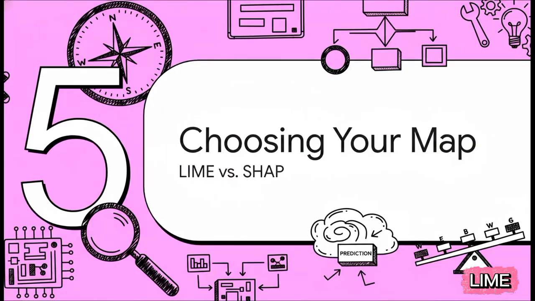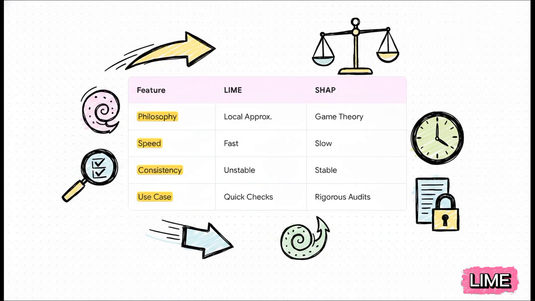So this all brings us to the most important point. How do you choose the right tool for the job? This isn't about Lime being better or SHAP being better. It's about which one is the right one for your specific need, right now. And this table just lays out the trade-offs perfectly. Lime is all about a fast, local approximation. SHAP is built on solid game theory, giving you stable, guaranteed results.